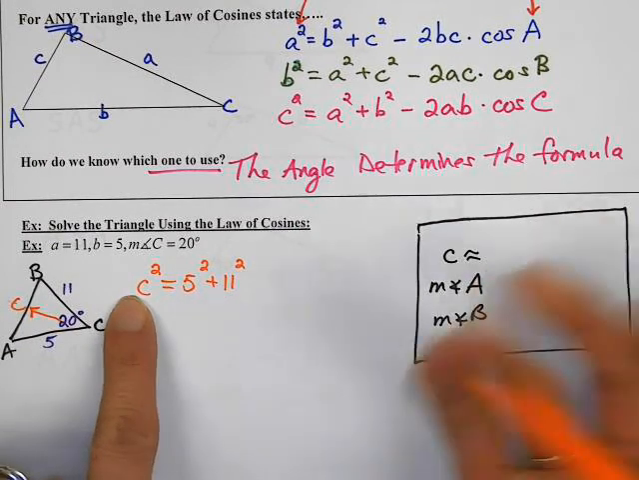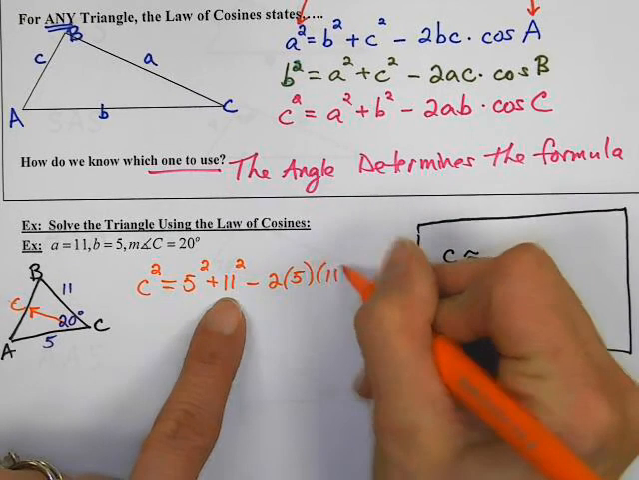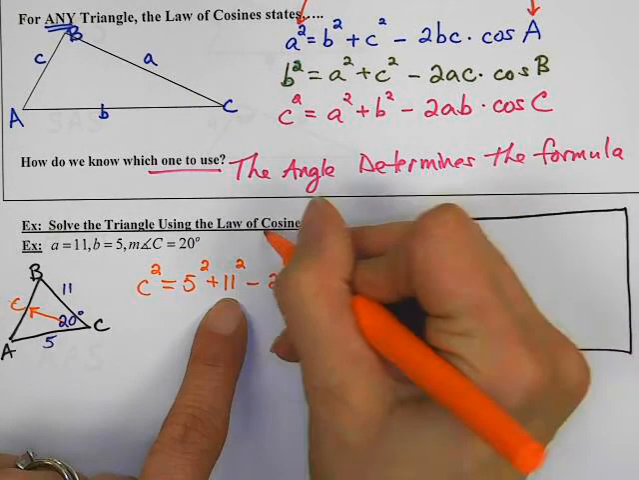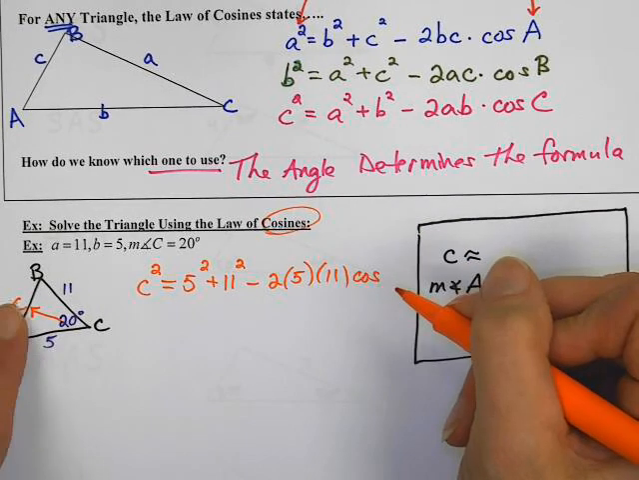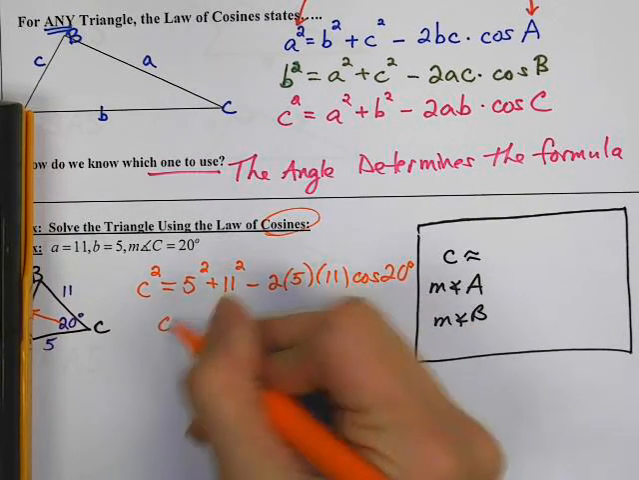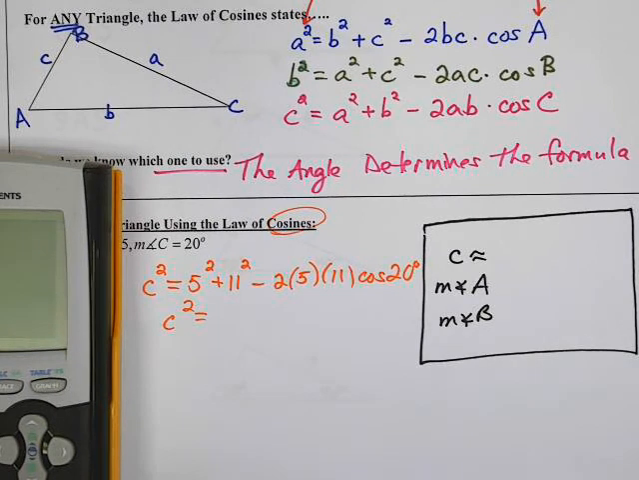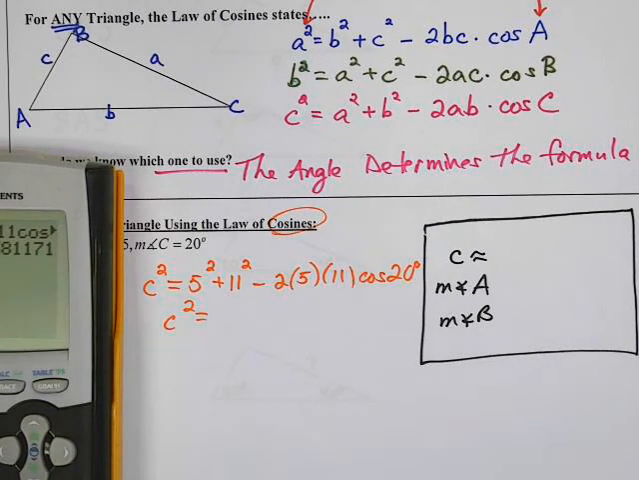After you have this much, you're pretty much home free. It's minus 2 times 5 times 11, those 2 sides. And don't forget, this is the law of cosines, so cosine of angle, we said 20 degrees. It is now calculator time. We have c squared equals, we're going to type 5 squared plus 11 squared minus 2 times 5 times 11 times the cosine of 20 degrees. So c squared equals all of that.